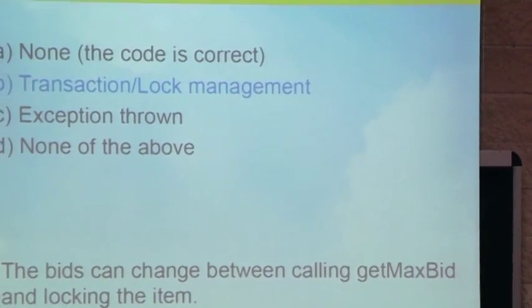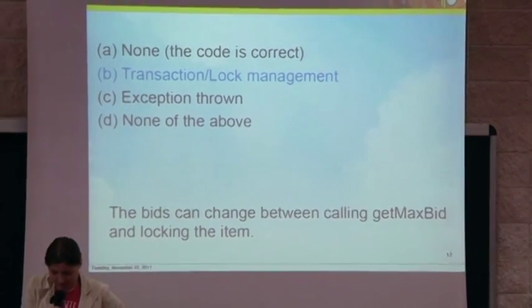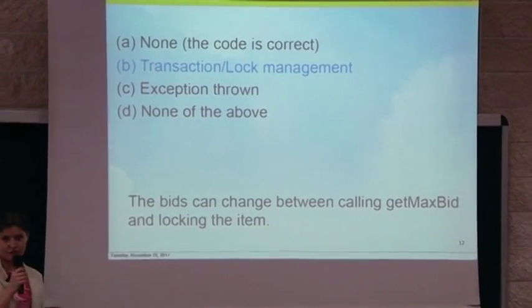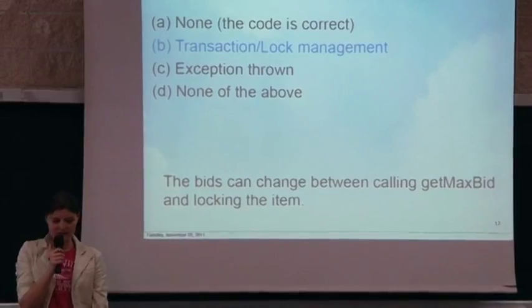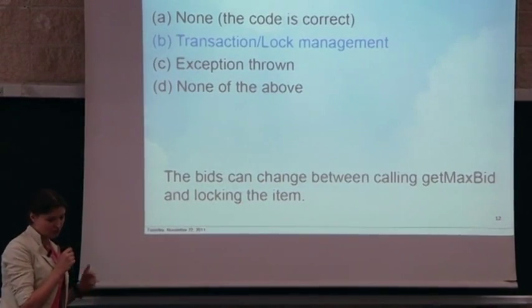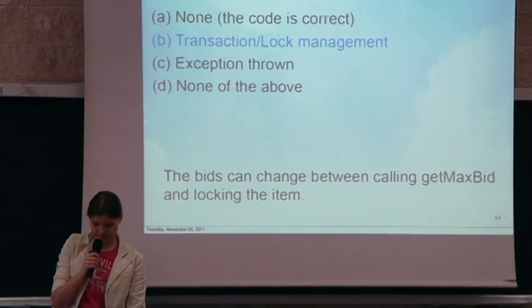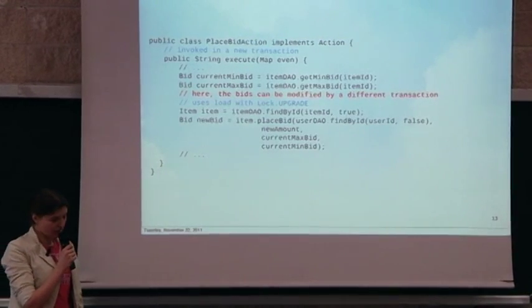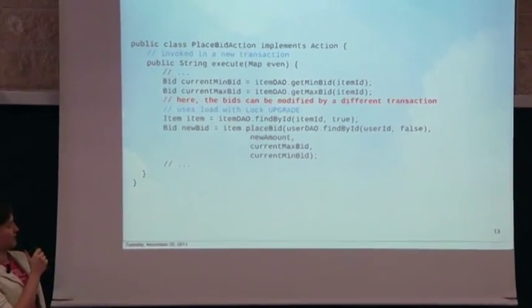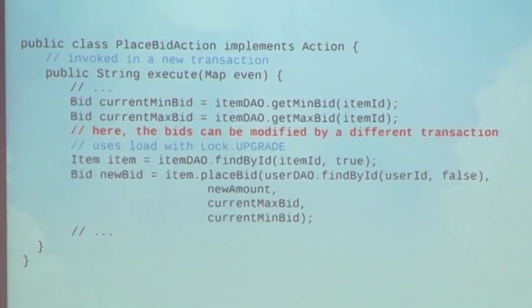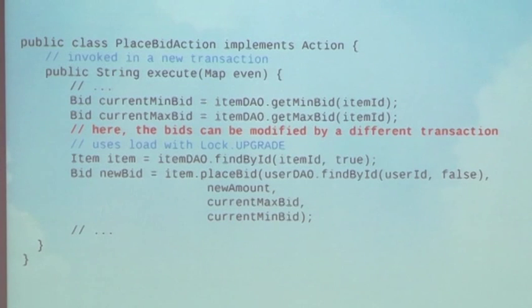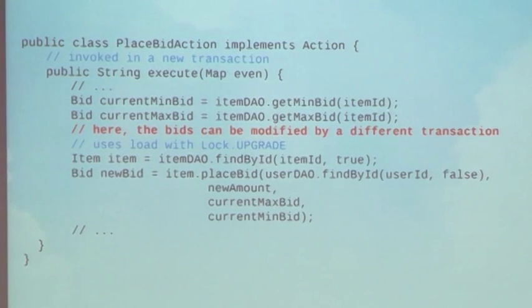So, the correct answer is transaction lock management. Actually, this piece of code is incorrect. So, congratulations to those of you who found the right answer. The bids can change between calling getMaximumBid and locking the item. Take a look here. This is the place where the actual modification can take place. Actually, it depends on the context switching between various threads. So you can run into this issue late in production. But nevertheless, it can happen.